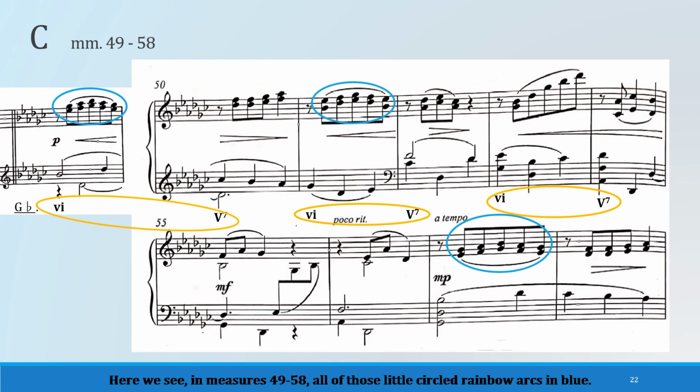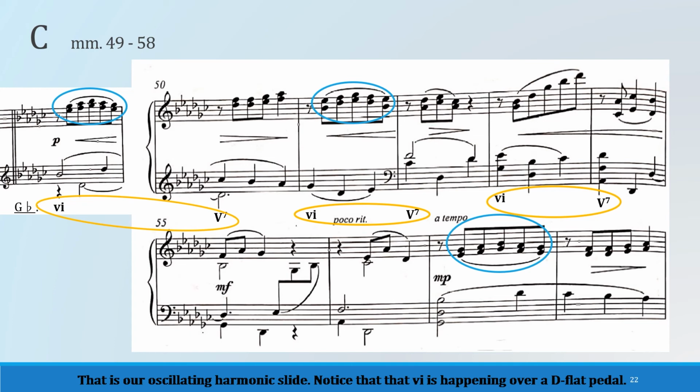Here we see in measures 49 to 58 all of those little circled rainbow arcs in blue. Those are our little slides going up and down again in the right hand. And on the bottom you can see I've circled 6 to 5 7, 6 to 5 7, 6 to 5 7. That's our oscillating harmonic slide.